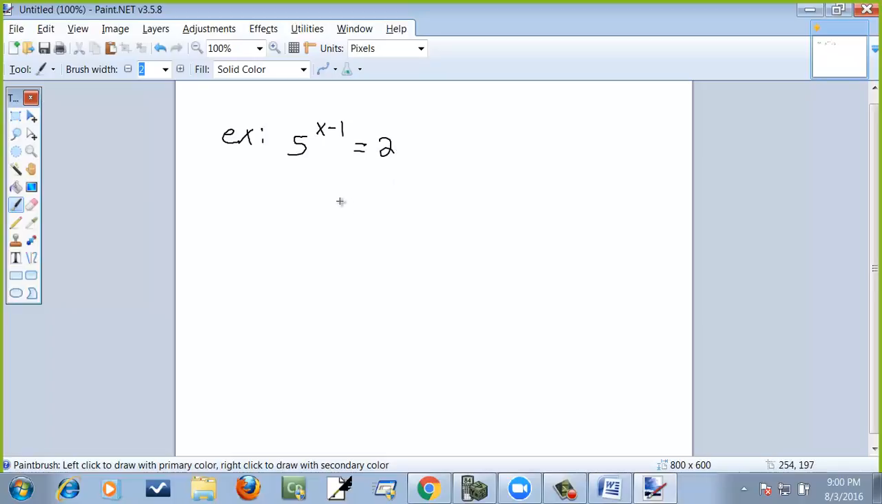Let's say I got this. Now our first step is get the part of the variable and the exponent by itself on one side. Well, it is by itself. There's nothing in front of it. There's nothing after it. We just got 5 to a power. Step 2, take natural log of both sides.